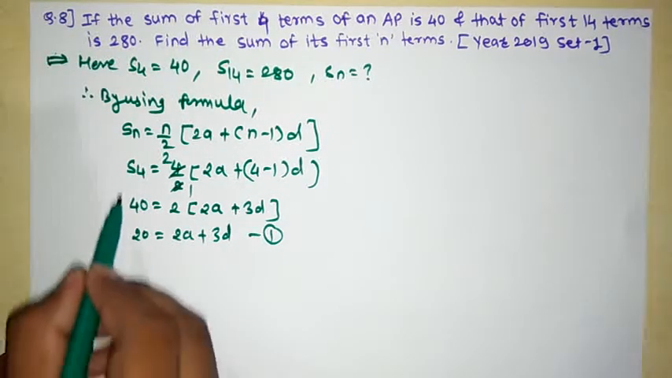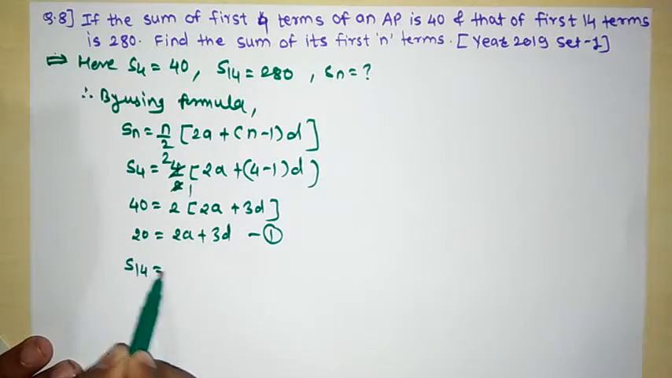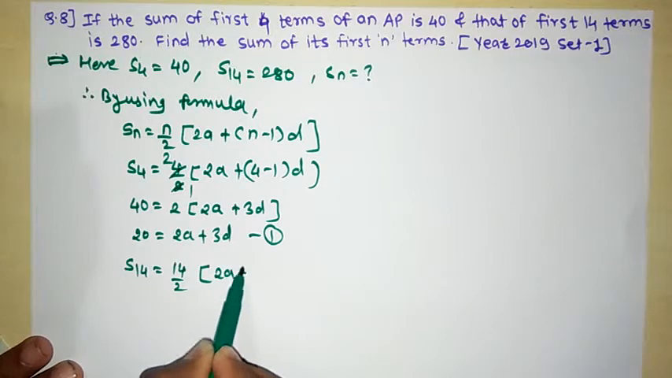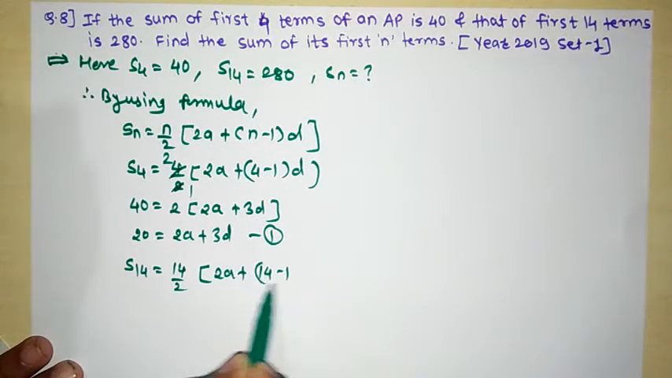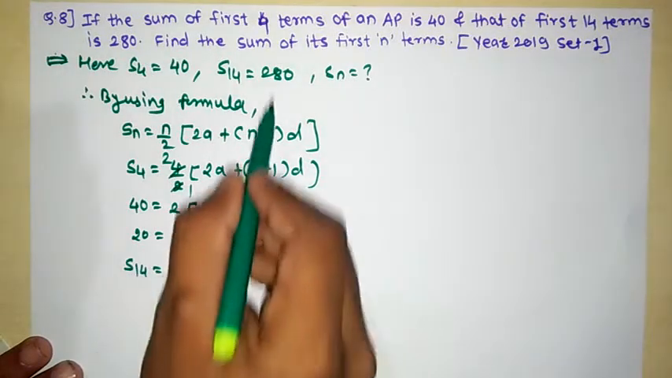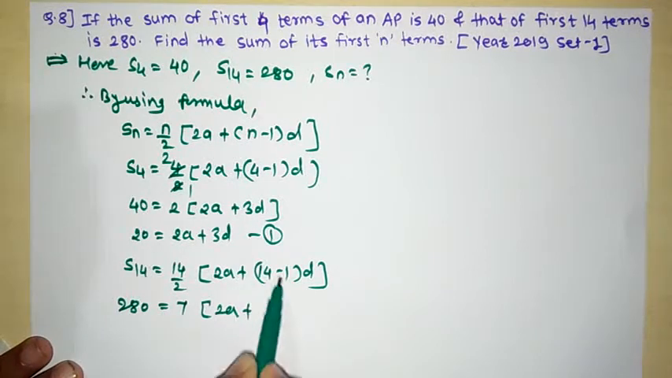Now we will similarly apply this formula for S14, that is the sum of 14 terms, which is equal to 14 by 2 into 2a plus n minus 1, meaning 14 minus 1, into d. Now what is the value of S14? S14 is 280. Put here 280. 14 divided by 2 is equal to 7 into 2a plus 14 minus 1, which is 13, into d.